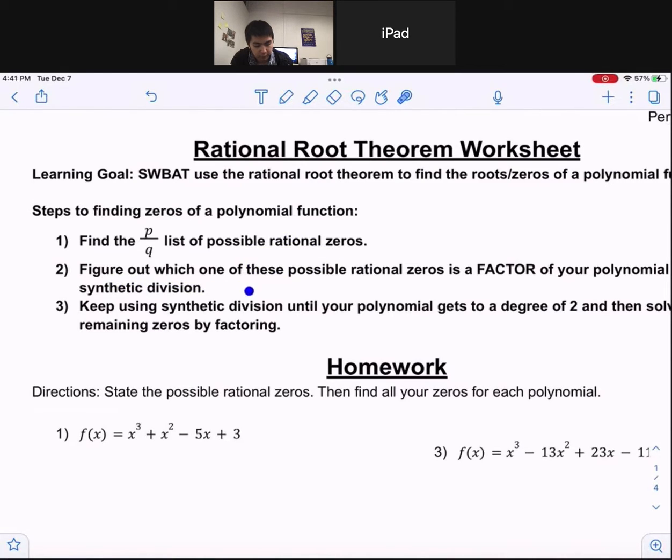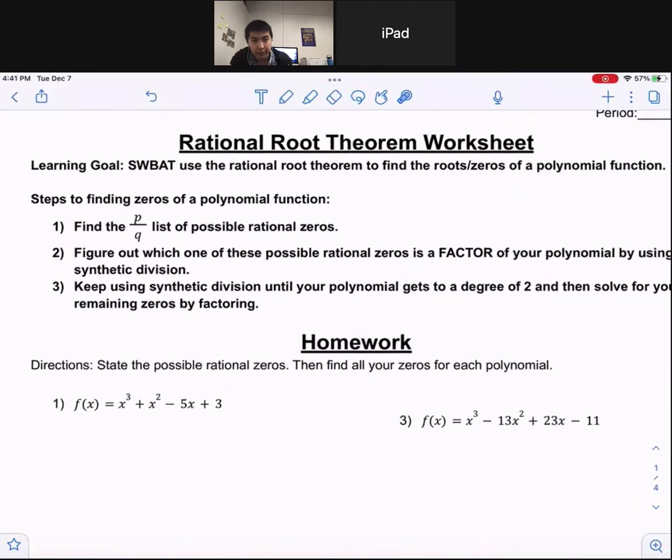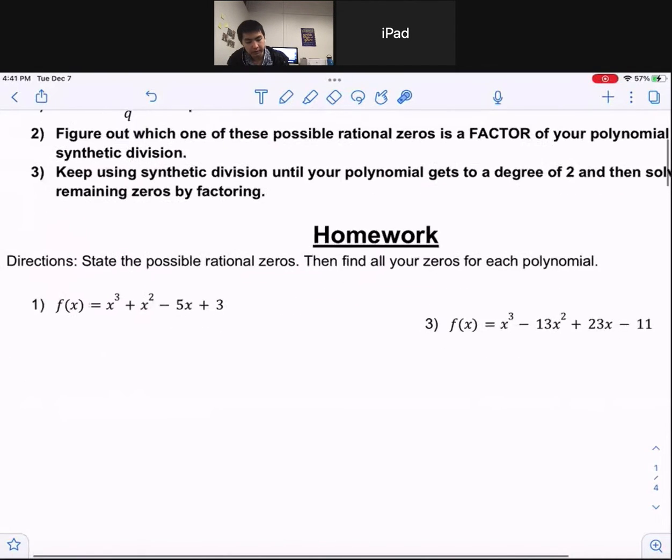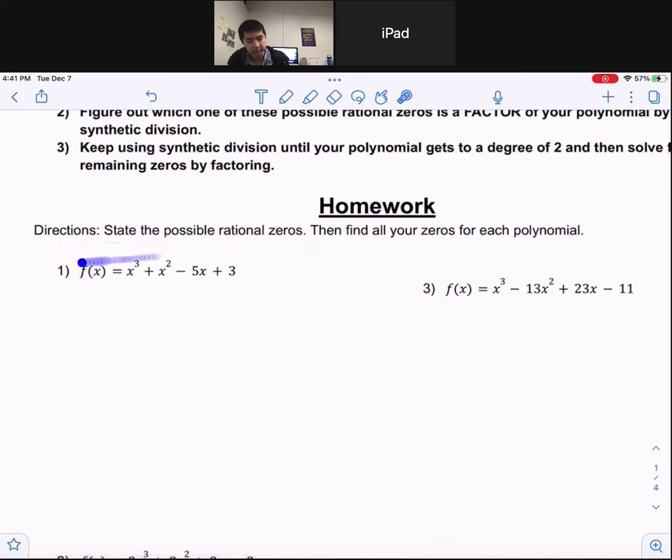Then you have to figure out which one of these possible rational zeros is a factor of your polynomial by using synthetic division. You keep using synthetic division until your polynomial gets to a degree of 2, and then you solve your remaining zeros by factoring. In these problems, it says state the possible rational zeros, then find all your zeros for each polynomial.